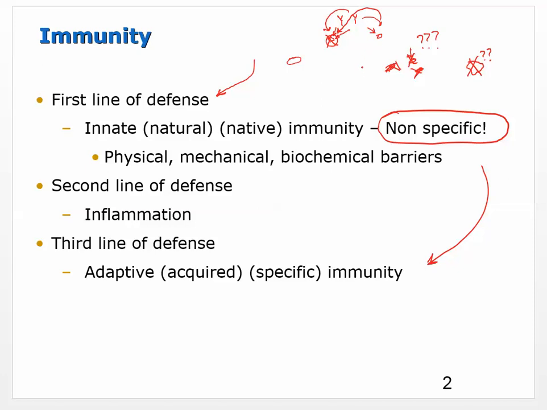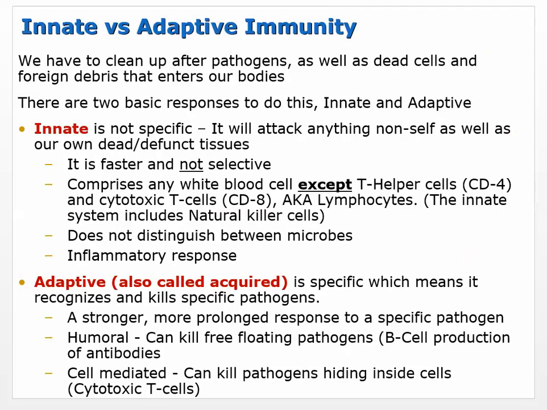And in that first line of defense, that innate immunity, there isn't really specificity. Not really. We'll talk about how it can recognize that it's a bacteria versus a human cell, but that's really it. So the first line of defense is innate. Second line of defense is inflammation, which works along with this innate immunity. And then the third line of defense is adaptive, and we'll have a whole other section for that.